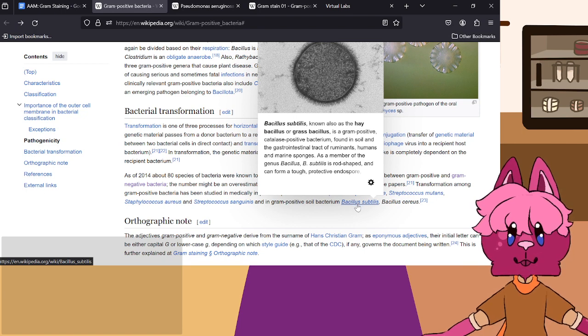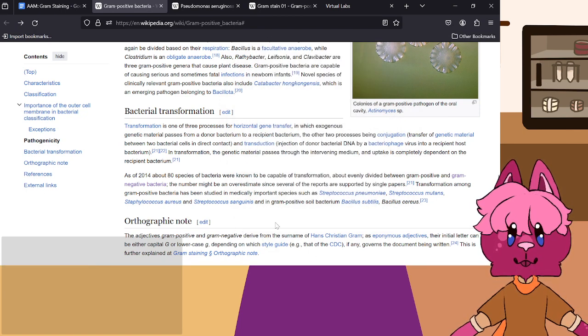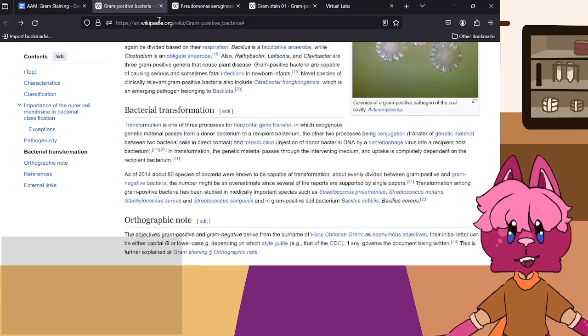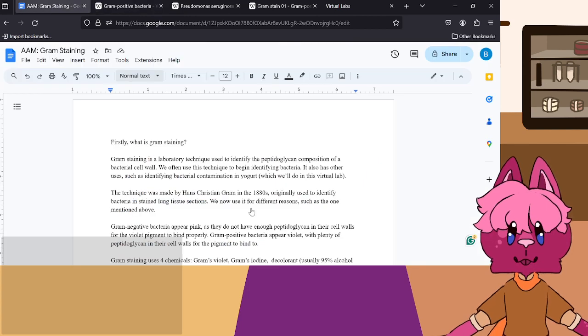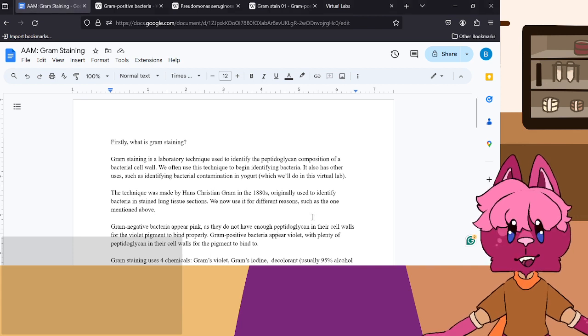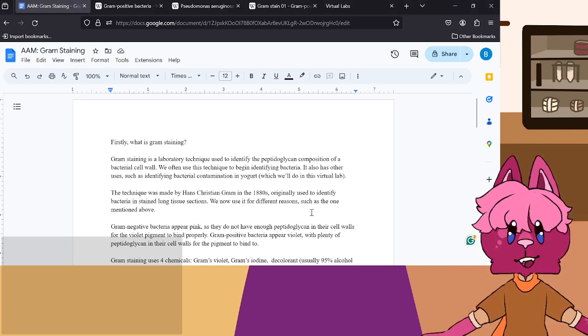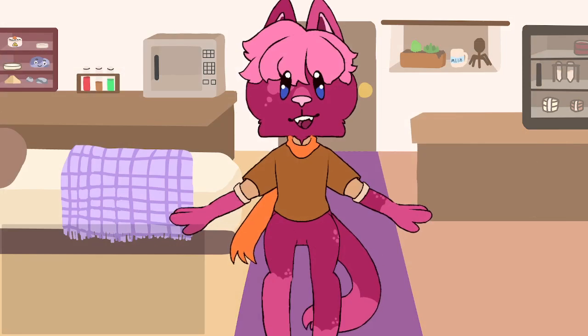These are cool. I love Bacillus bacteria. And orthogenic notes, I don't. Here. Oh wait, orthographic. All right, so that's some information from Wikipedia. Probably not the smartest of sources, but hey, I don't want the stream to be 15 minutes. So, all right.